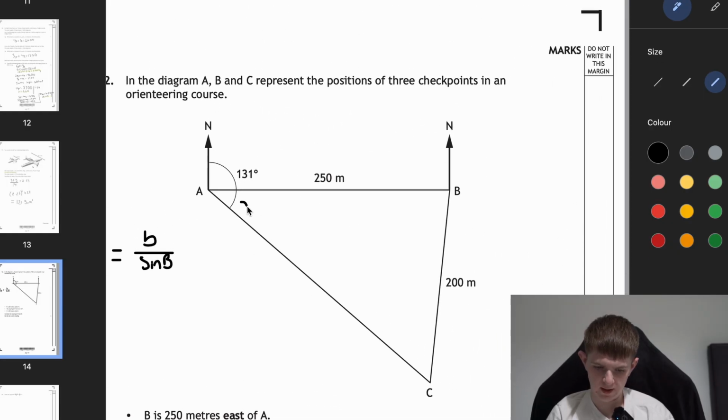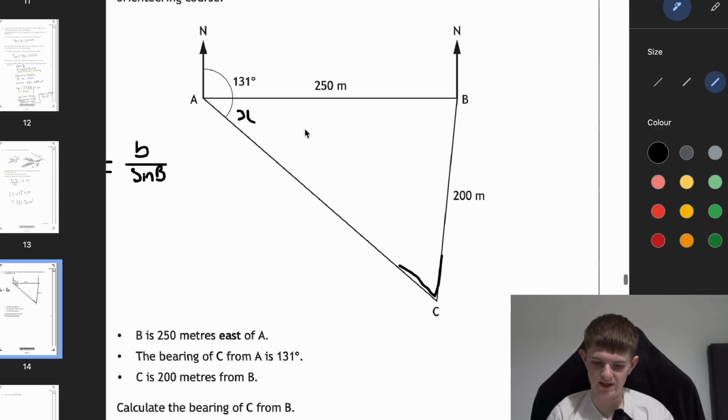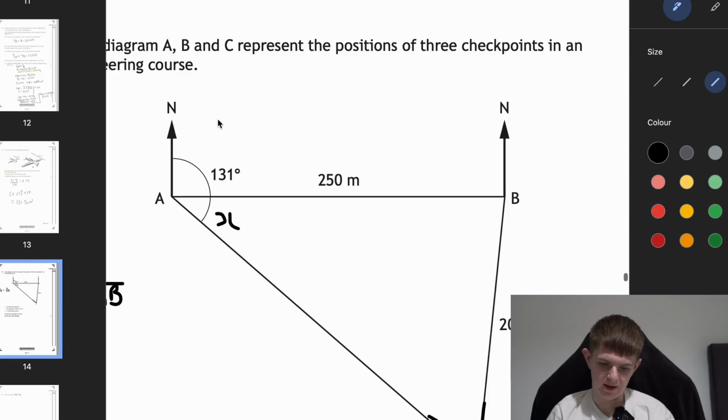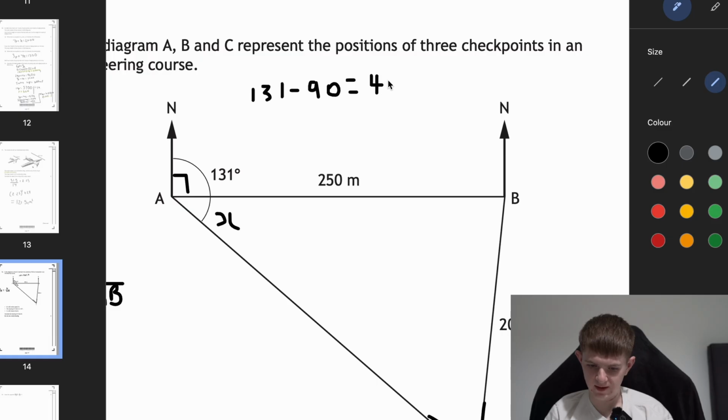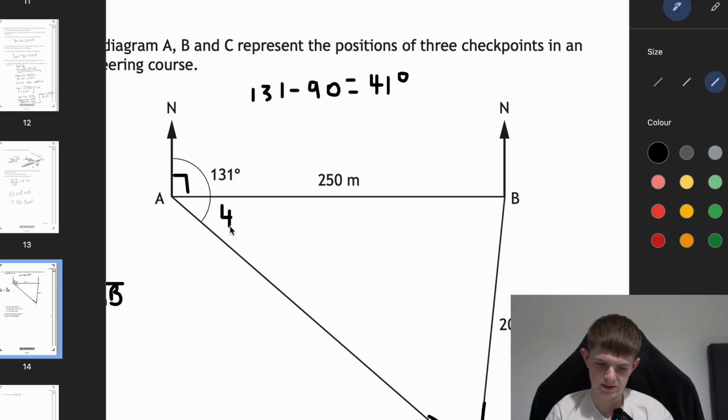Now we're going to look here. I need to figure out this angle first, and our job is to try and figure out the angle that is in here. So the angle on C, so ACB. The angle in here we can figure out because in here is 90 degrees, so it must be 131 take away 90. 131 take away 90 is 41 degrees. So that must mean that in here it's 41 degrees.